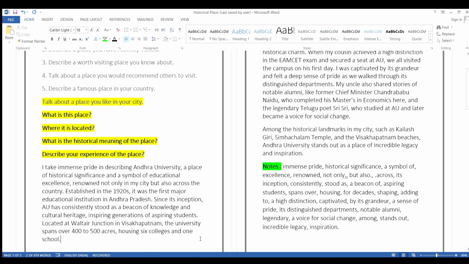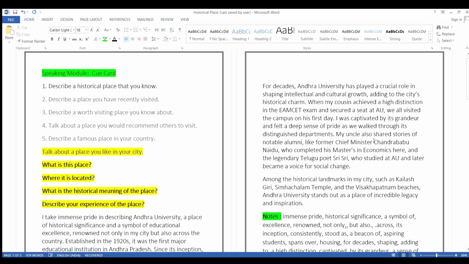Right. So it is the university spans over. Spans over is spread over. It is sprawling over. It is spread over. So the word is spans over 400 to 500 acres. Again, a good word, children. It has. So instead of using the word it has, the word is housing. Housing means it has. It is comprised of. Housing 6 colleges and a school. Right. The answer is still continuing to the other side here.